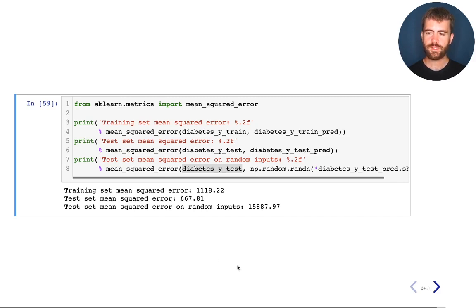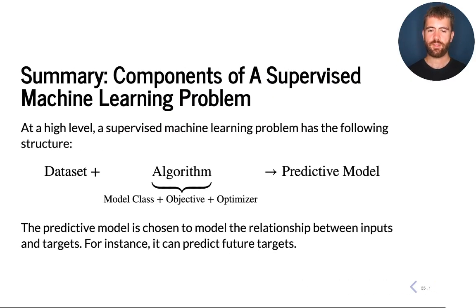Now, this is of course not showing any of the internals of these algorithms. It is just providing the intuition and the definition of all of these components. And in the next lecture, we are going to look at all of these components in more detail. For now, I just want to leave you with this overview of the components of a supervised machine learning problem. These are all components that we have seen in this lecture.